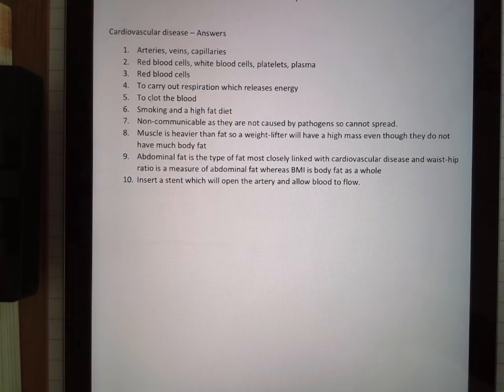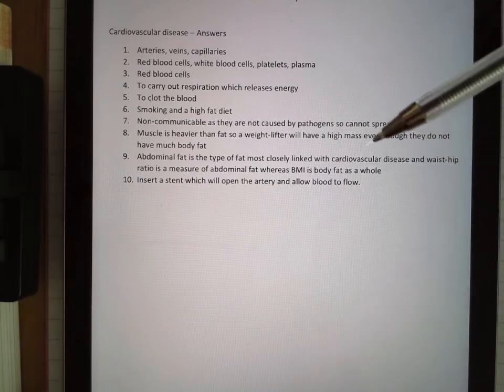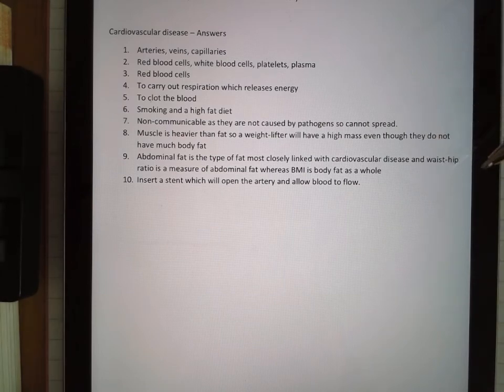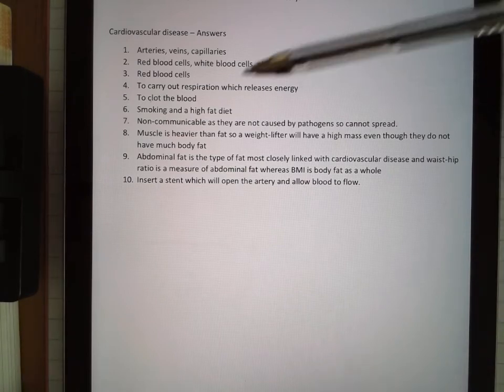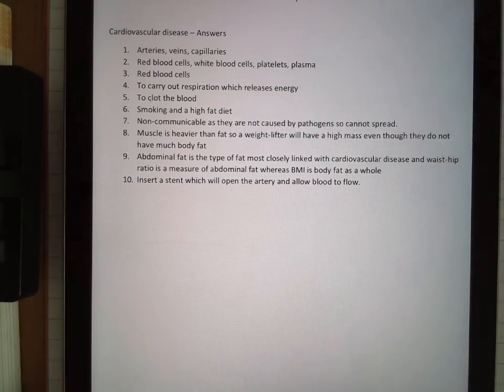So if you've got lots of fat around your middle, you're at higher risk than someone who's maybe carrying fat on their hips or fat on their thighs. So because abdominal fat is the most dangerous, if you get your waist to hip ratio, that measures how much abdominal fat you have. Compared to the BMI, which is an estimation of your total body fat, you're more interested in abdominal fat, therefore the waist to hip ratio is a better measure.